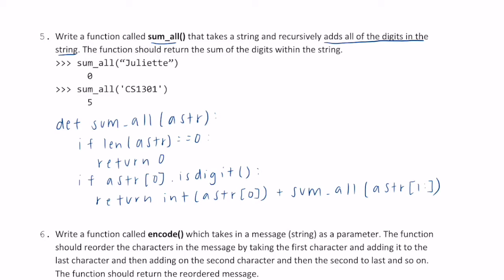What if it's not a digit? What do I need to do then? Well, I can just say else, sorry I'm writing small here. Well, I know that I don't need to return the int of astr[0] because it's not an int, but I still need to make my recursive call and recursive step. So I'm just going to say return sum_all of astr and everything after the first digit, or first character. Alright, let's keep going.